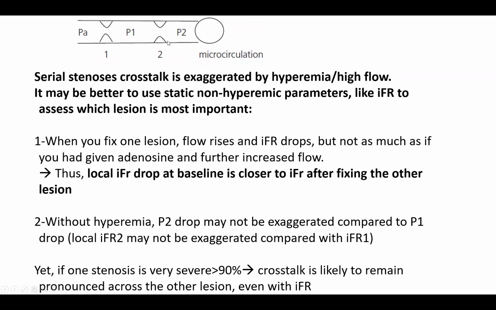Therefore, the local IFR drop at baseline is closer to the IFR you will get after fixing the other lesion, again, because you're not inducing hyperemia.